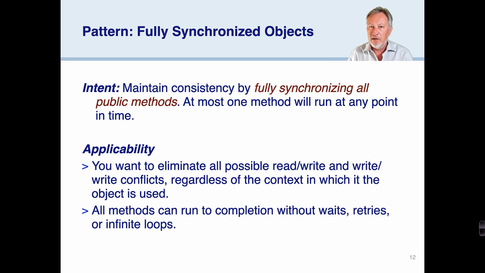You can apply this if you want to eliminate all possible read-write and write-write conflicts. A read-write conflict is when one thread wants to read the object while another wants to write it, and a write-write conflict is if two threads want to write. There's no such thing as a read-read conflict, because if two threads want to read an object at the same time, then there's no conflict. They will read the same value anyway. You also can ensure that all methods will run to completion without having to wait for anything, without any guards, without any retries, without any infinite loops.